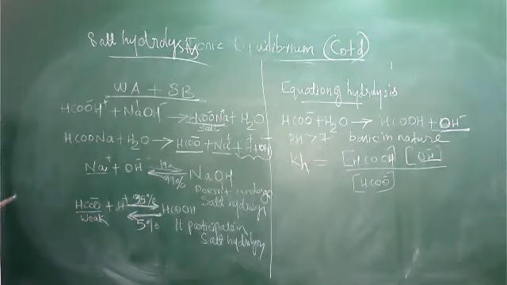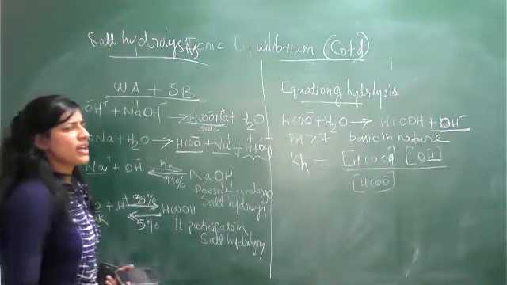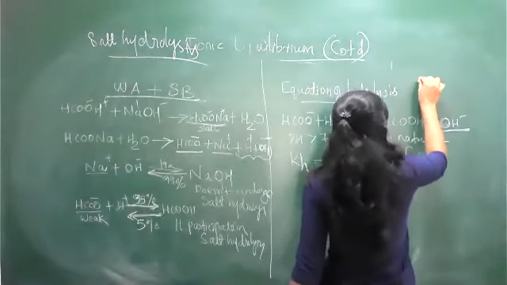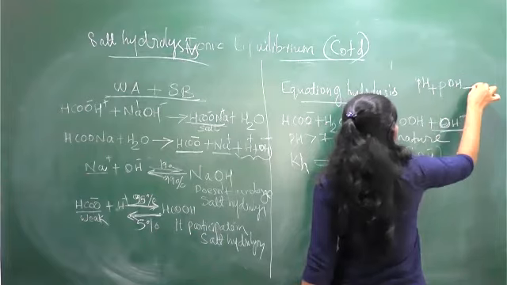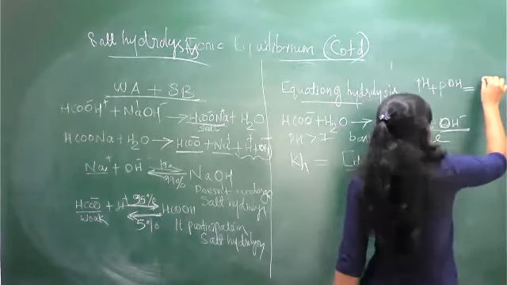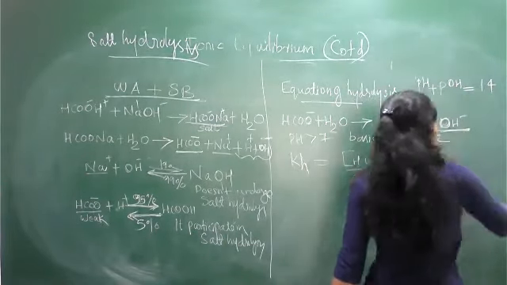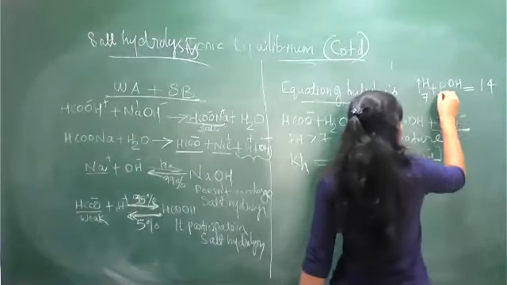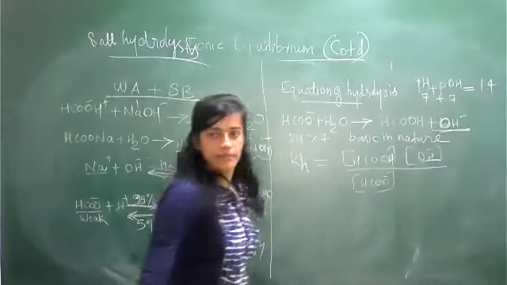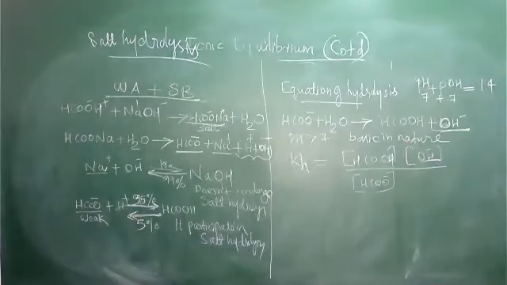Okay. Then you know how to find out the remaining terms. So one more thing, students. Keep in your mind, pH plus pOH is equal to 14. pH of neutral is 7, so 7 plus 7 is equal to 14. That also you can keep in your mind. This much clear?